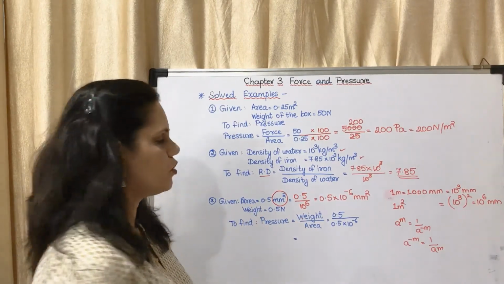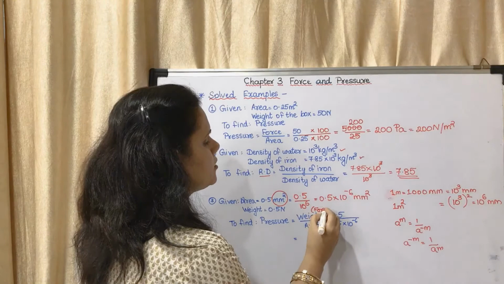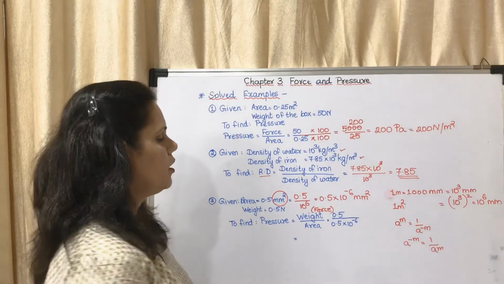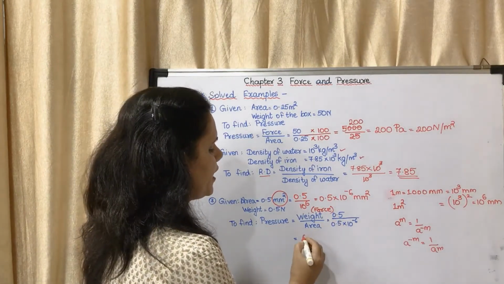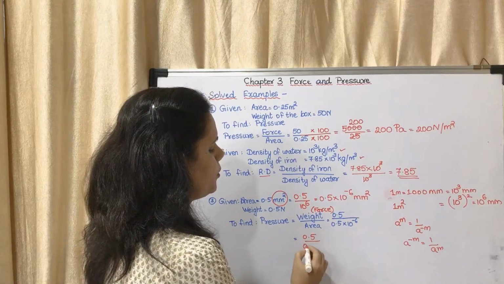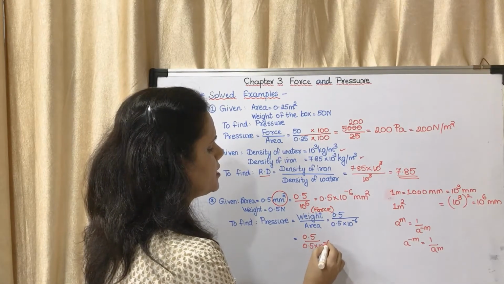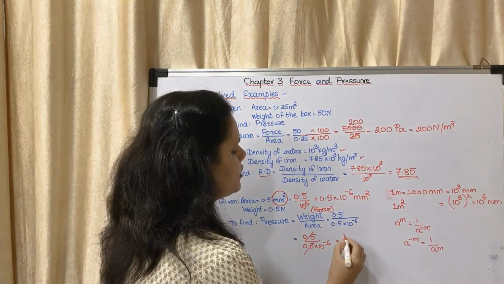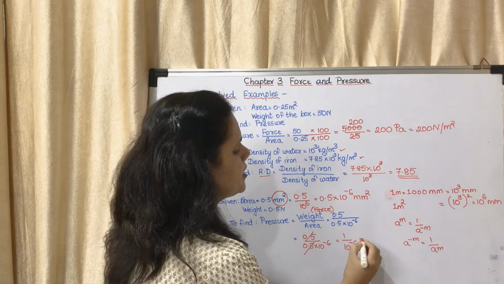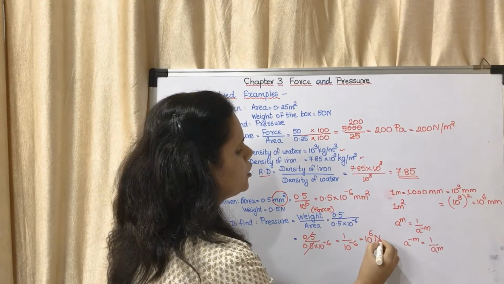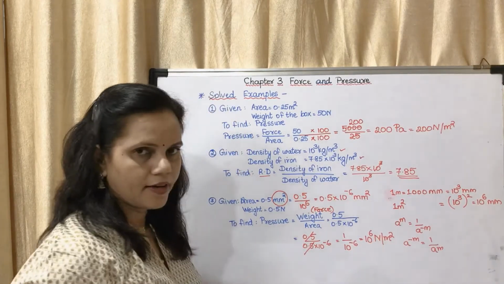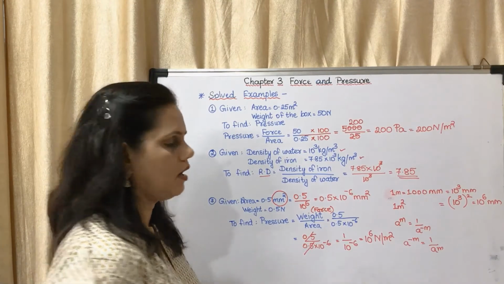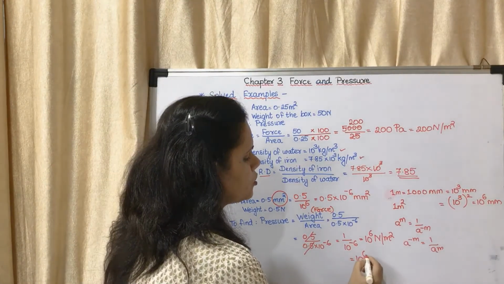Weight has been given as 0.5 Newton. Weight is same as force. So the equation becomes pressure is equal to weight upon area, that is 0.5 upon 0.5 into 10 raised to minus 6. This 0.5 will get cancelled and you will get 1 upon 10 raised to minus 6. This is equal to 10 raised to 6 Newton per meter square. Now in the question they have told to find out the answer in Pascal, so this is equal to 10 raised to 6 Pascal.